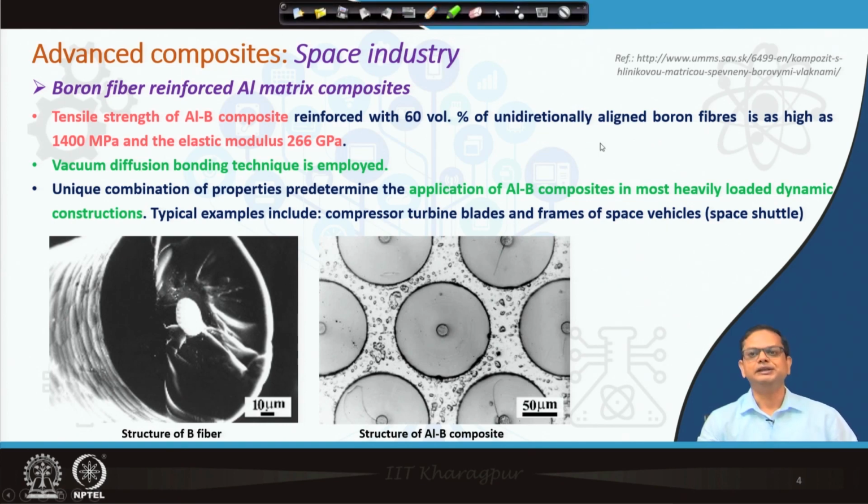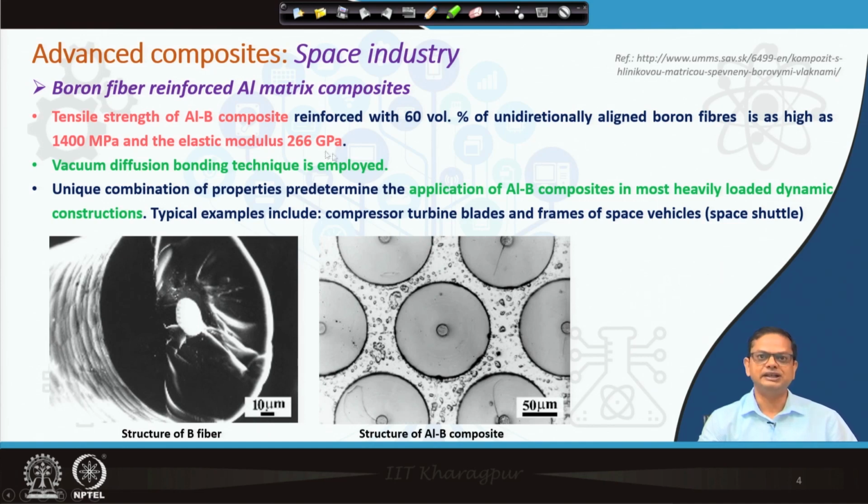Boron fibers show very good mechanical properties, like tensile strength in the range of 3 to 4 GPa, and modulus in the range of 380 to 400 GPa. So, extremely high strength and very good modulus. These fibers can be used, as it says here, in the application of aluminum boron composites in most heavily loaded dynamic constructions, where there is a requirement of high load carrying capability.